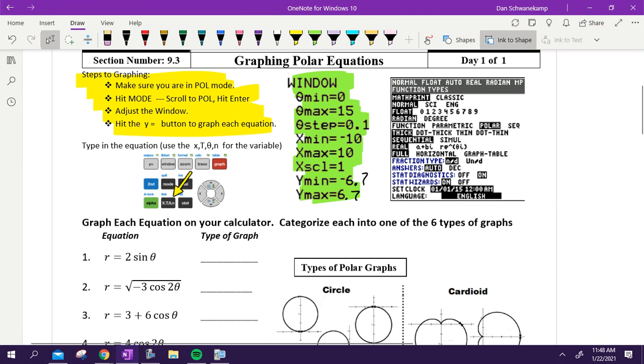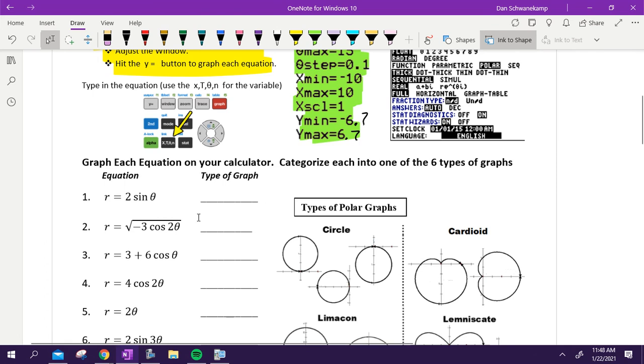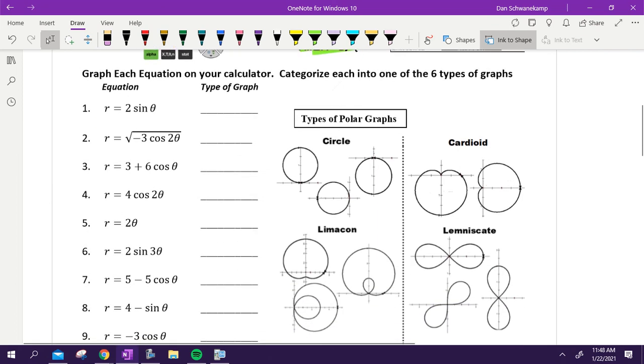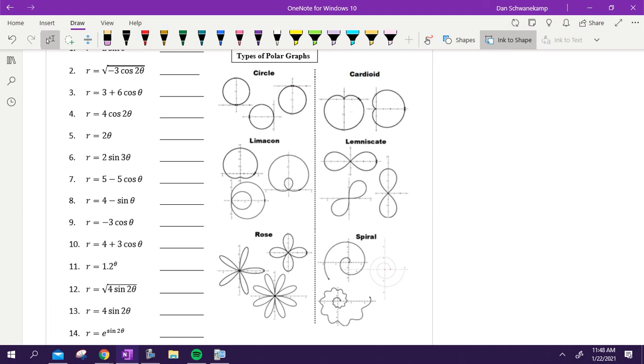Here's what I want you to do. This is an activity you're doing with your neighbor. You're using your graphing calculator. I want you to type this equation into your calculator: r equals 2 sine theta. And then you've got 6 categories that equation can go into. When you graph it, you're looking at your pictures.